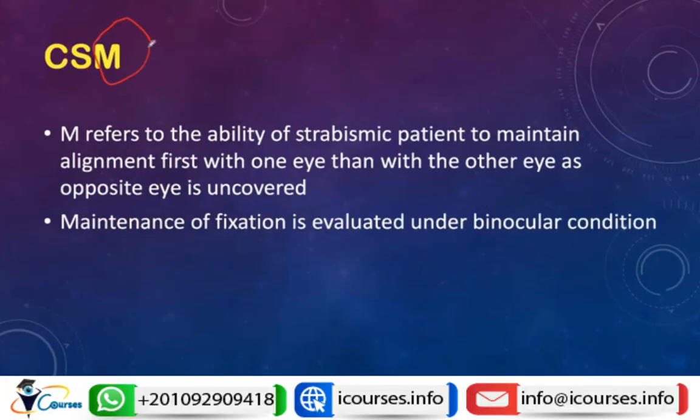Maintenance is reserved for patients who have strabismus. So for patients who have strabismus, sometimes they have preference fixation. So if one eye is deviated and the other eye is orthophoric, then usually they prefer to see with the normal eye. So we cover each eye, and we see if the patient can maintain fixation in the binocular condition, or can maintain the fixation using the deviated eye or not.